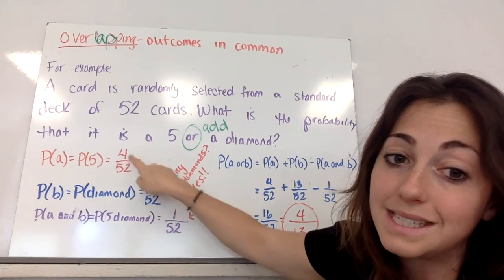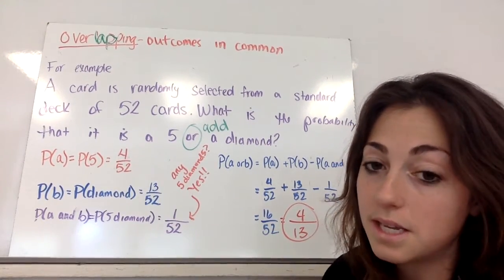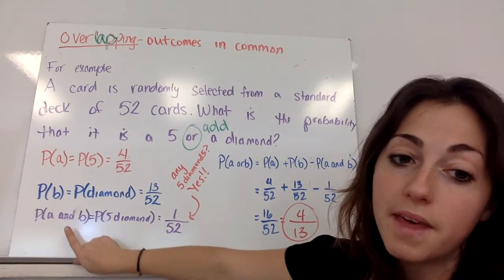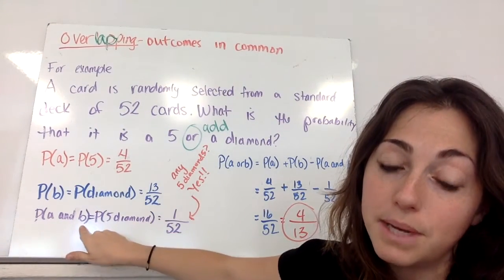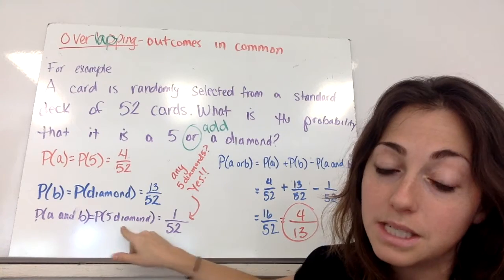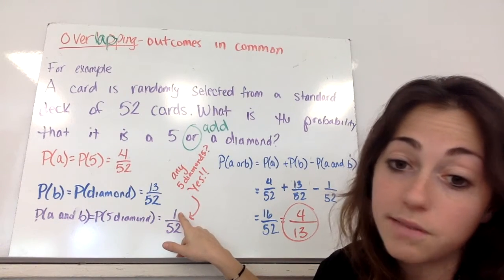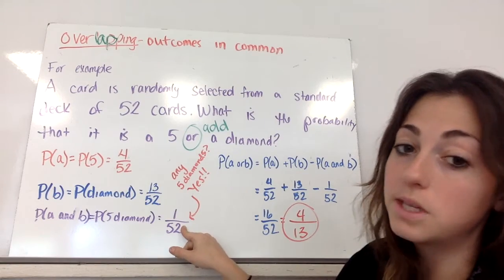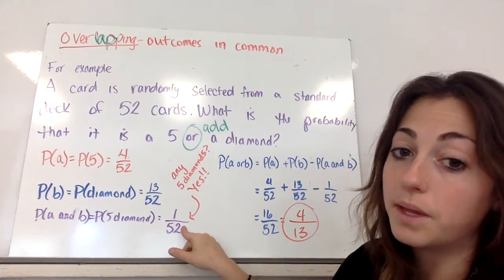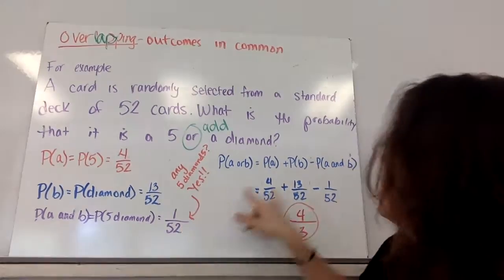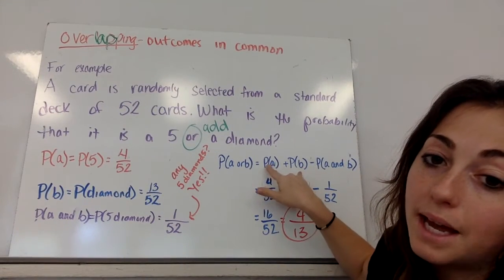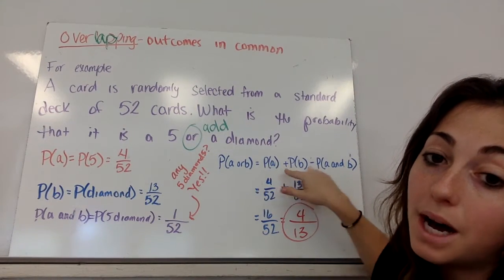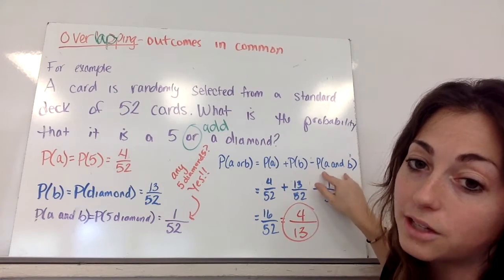So we added up the same card twice. So we have to think about what that is, the probability of A and B. So a 5 diamond, there's one card that's a 5 diamond out of 52 total cards. Now, the formula is very similar. Before we just added those numbers up. Well, now we are going to add up A and B, but we're taking away that extra.